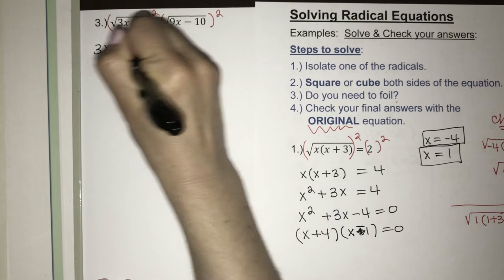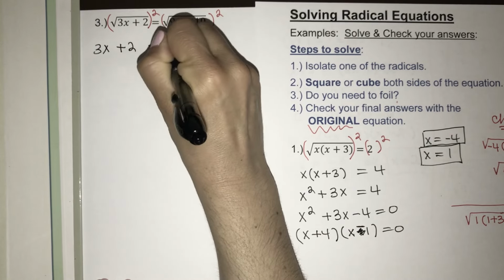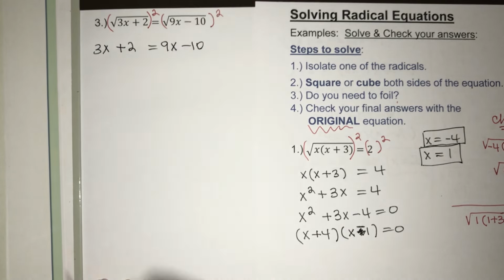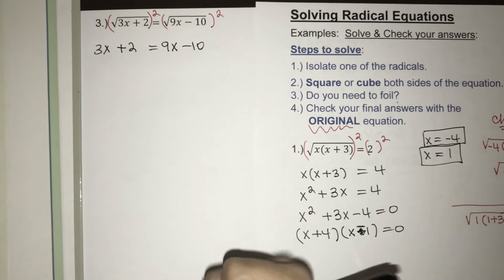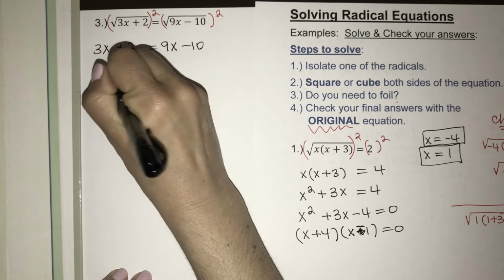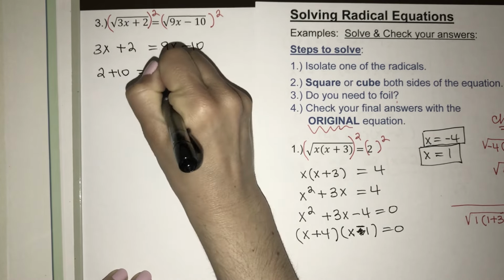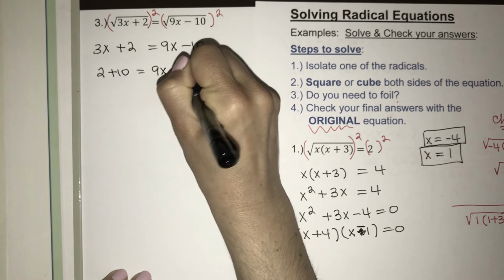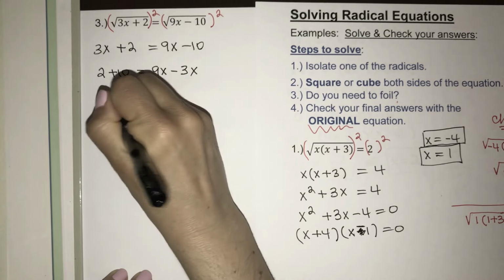We get, that's a linear equation. I solve it just like a regular linear equation. 2 plus 10 is equal to 9x minus 3x.